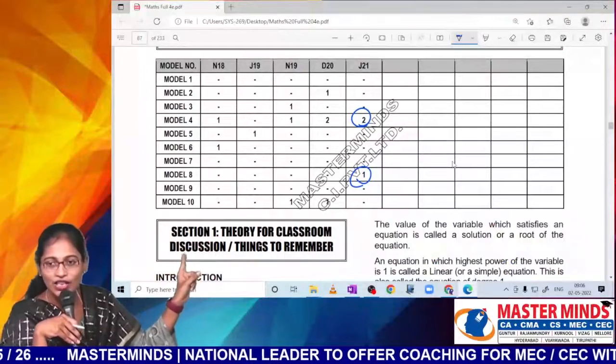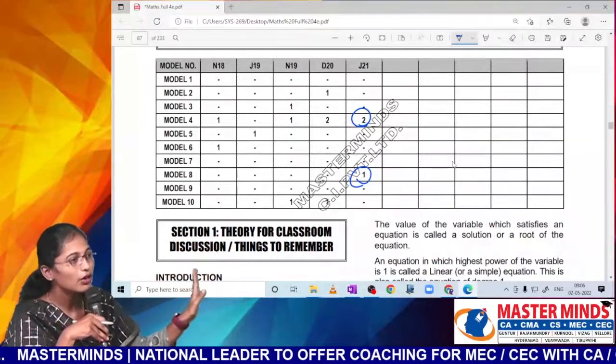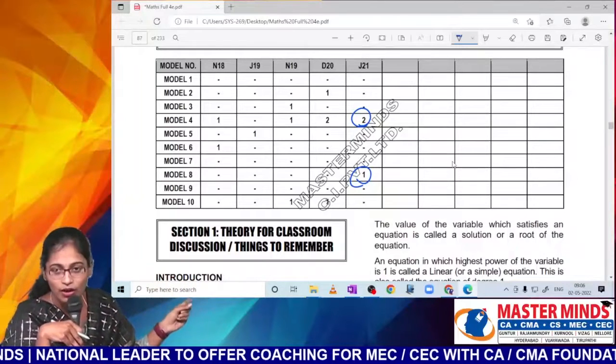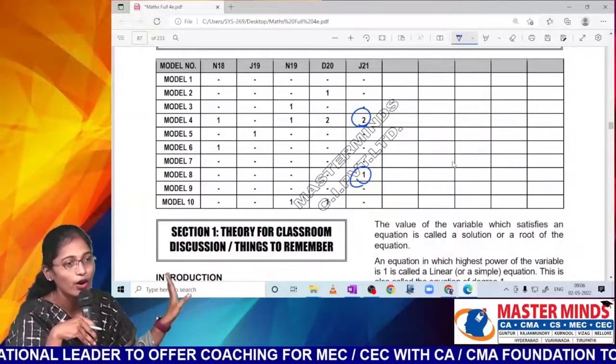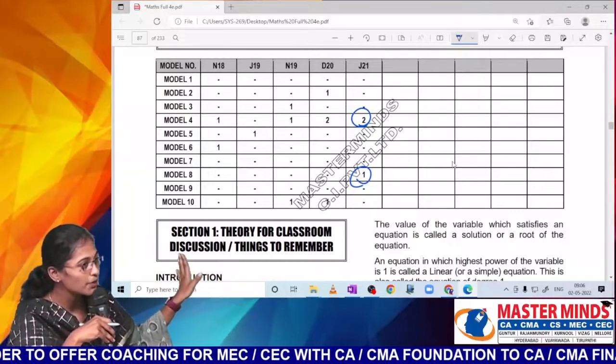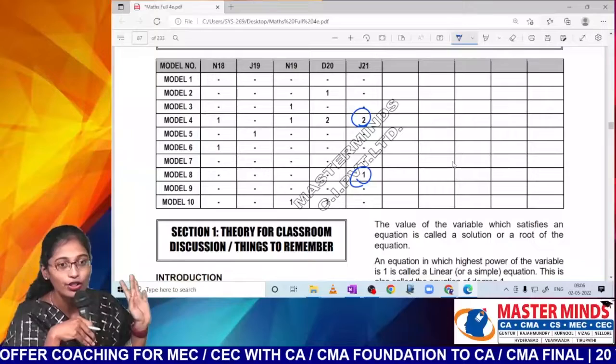If you know the formulas related to this topic, you'll be able to complete 50% of this topic. And I have counted the number of formulas in this topic. It is 18 formulas, 18. If you know 18 formulas, you are able to complete 50% of this topic. So concentrate on the formulas first.